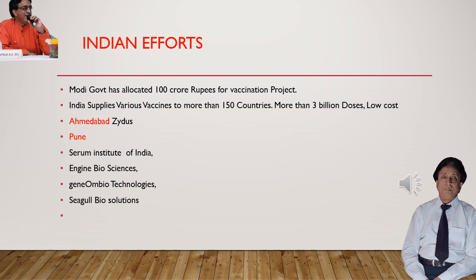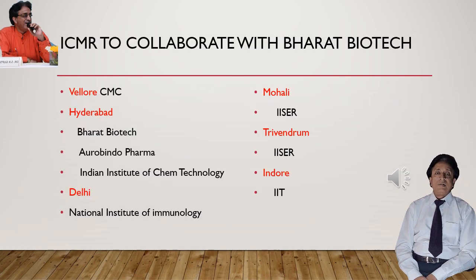This slide shows the various companies which are involved in the work of vaccines. The Modi government has already allocated about 100 crores of rupees for the vaccination project. India has been supplying vaccines to more than 150 countries in the past, and we are famous for producing low cost vaccines. Ahmedabad based Zydus Cadila, Pune based Serum Institute of India, Indian Immunologicals, Genome Biotechnology, Seagull Biosolutions are some of the firms actively engaged in the vaccine work.